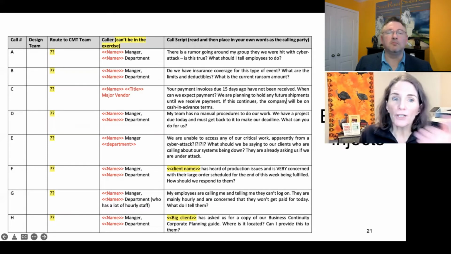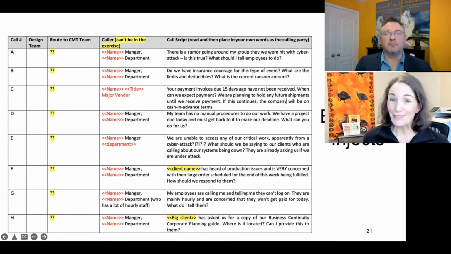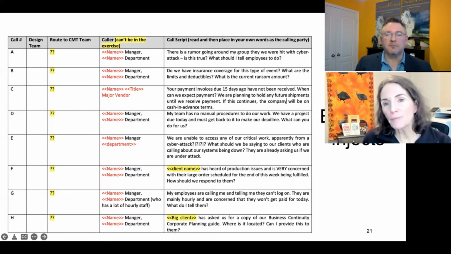And then you have the inject, and these are very simple examples. You've got rumors going around that we've been hit by a cyber attack. What do I tell my employees? Great example, right? Do we have insurance coverage for this? And what are the requirements? And what's the deductible? And so on and so on. So this is examples of what we would expect to see. Much more highly refined, of course, but this is a sample.